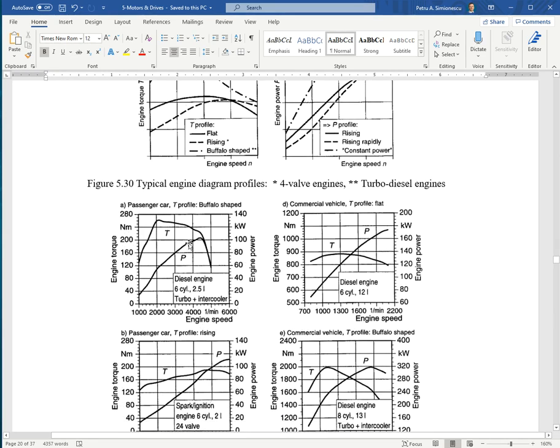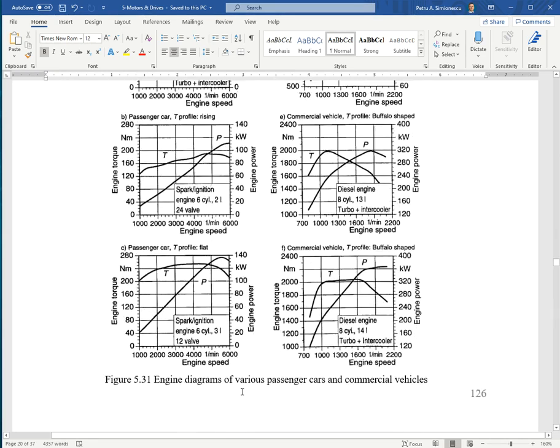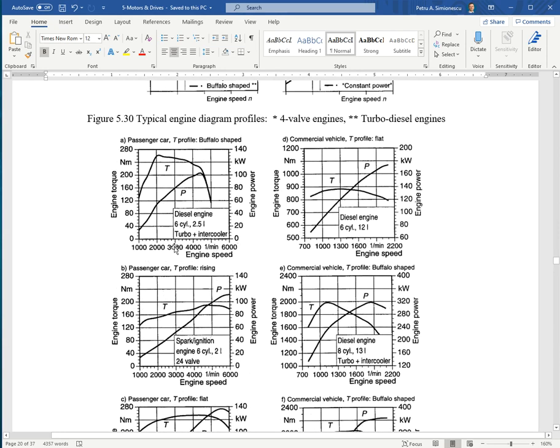For example, this is of a, what is this, a diesel engine, turbo intercooler. So you see the drop in both power and torque. You have a centrifugal governor that limits the intake of fuel in order not to produce soot, that is, to exhaust, to have particulate emissions, carbon black.